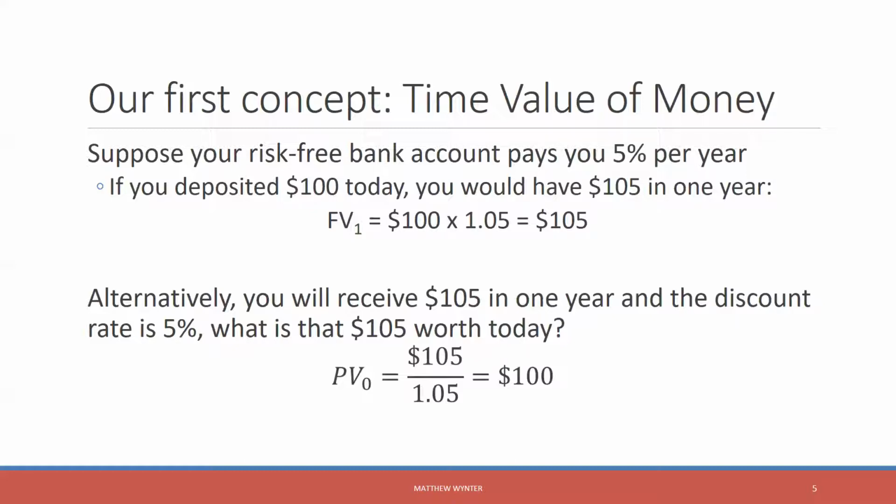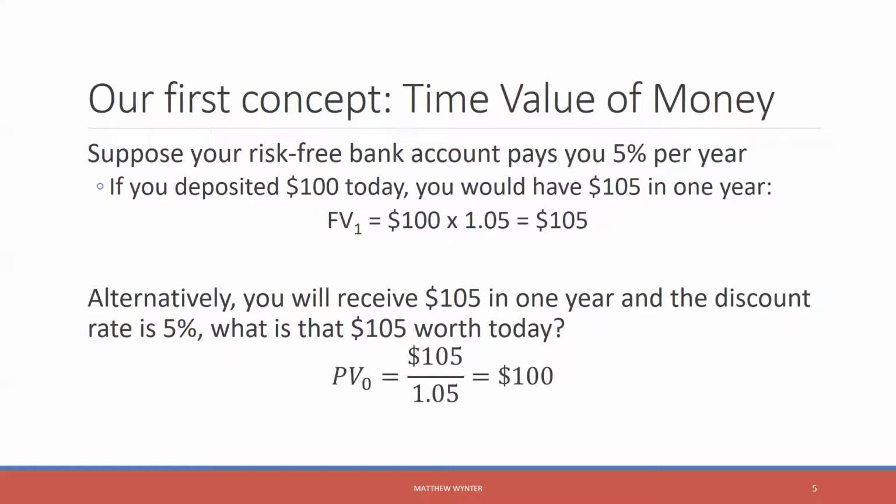Alternatively, if you will receive $105 in 1 year and the discount rate is 5%, what is that 105 worth today? What is the present value of that future value that you'll be receiving? Okay, our present value is our future value discounted. So our future value is going to be the 105, and our present value is going to be that 105 divided by 1.05.